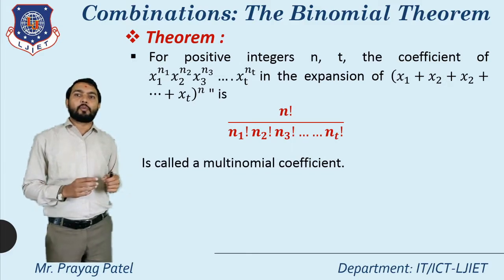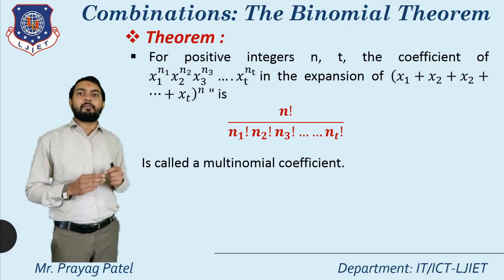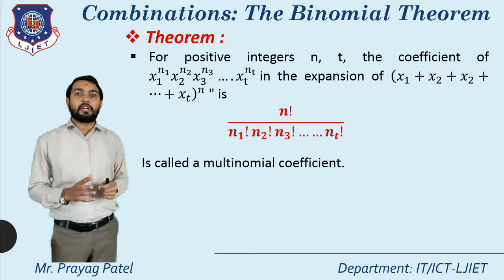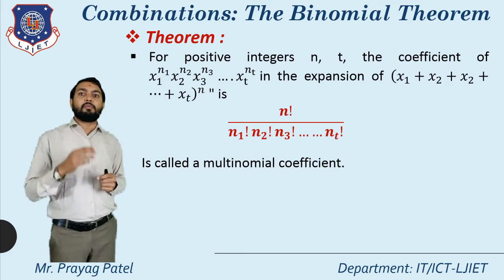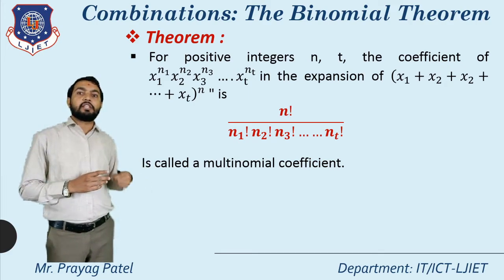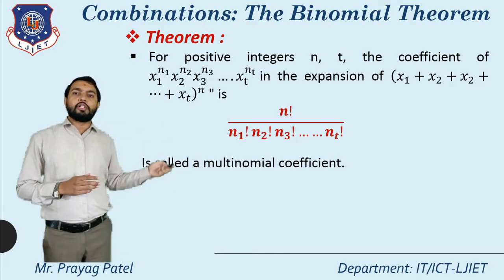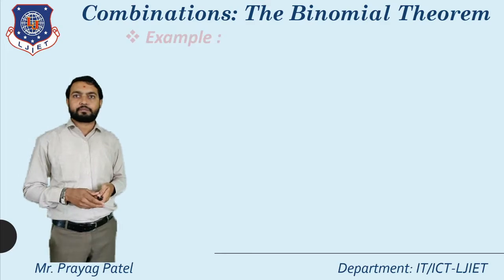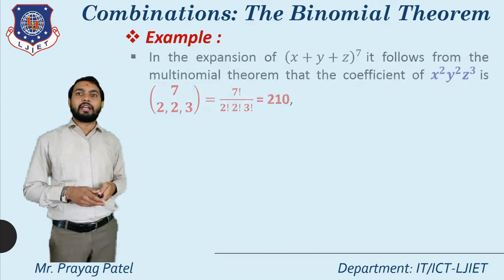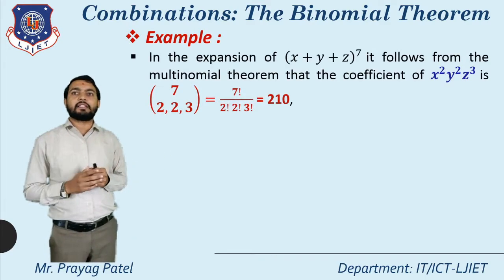Using this common formula, we can find the coefficient. The binomial coefficient applies only to two values. This is called the multinomial coefficient. So this is the common formula for that.